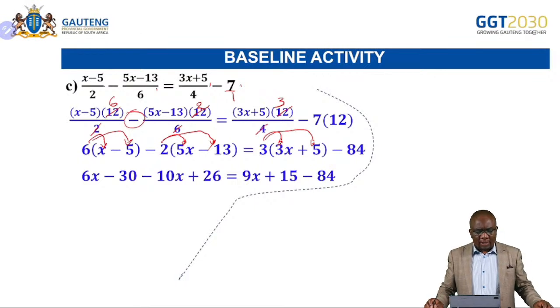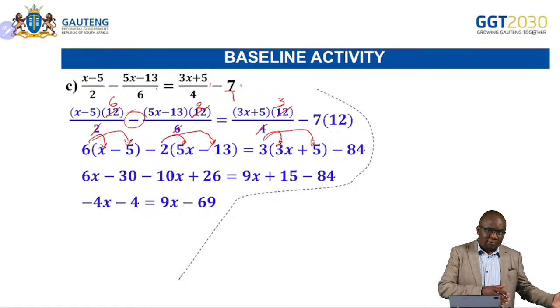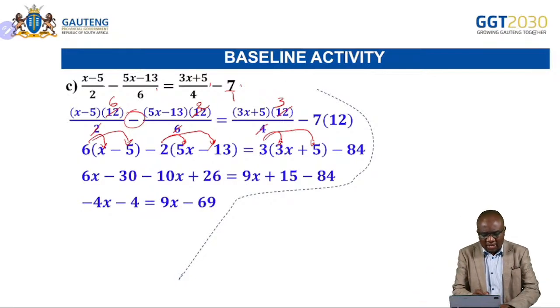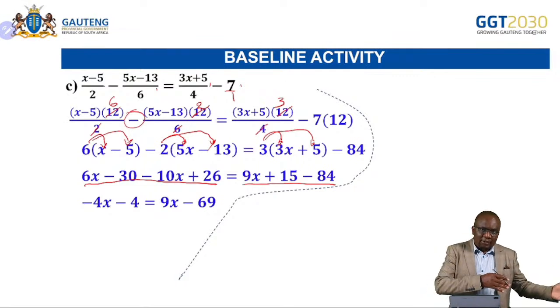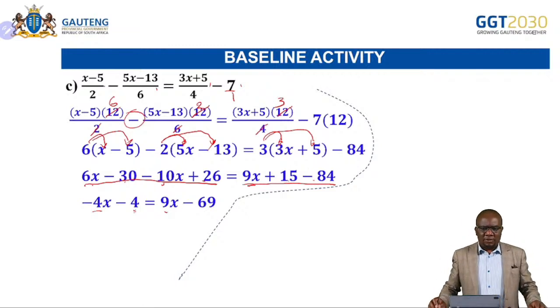Let's check. Right. And then what we do, we can collect the terms that have the variables, put them on one side of the equation and then the constants on the other side. But what I did here, because I've got a lot of terms, I tried to simplify the left-hand side and then simplify the right-hand side before I put the terms with variables on one side. So now, 6x minus 10x, those are like terms, is negative 4x. And then negative 30 plus 26 is negative 4. That's why we have that. And then this side, 9x is still 9x. And then plus positive 15 minus 84 is negative 69. You see, that's why we have this.